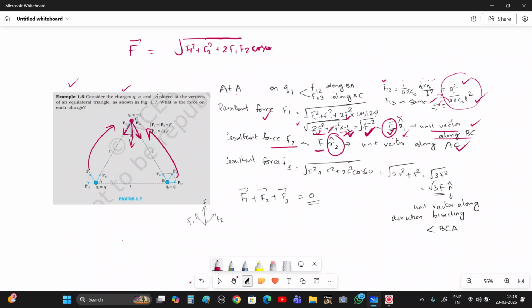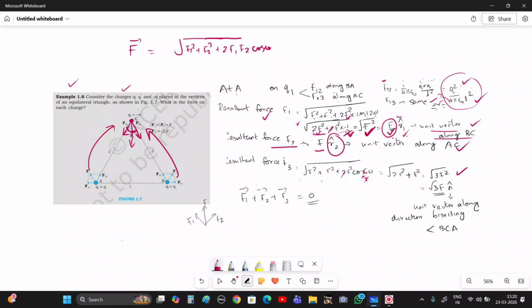We have to find the value of the resultant. For that, again we use the parallelogram law of vector addition: root of F square plus F square plus 2F square cos of the angle. And what is the angle here? The angle is the inside angle, right? It's an equilateral triangle, so the inside angle is 60. And what is cos 60? Cos 60 is 1 by 2. Substitute the value of 1 by 2, the 2 and 2 cancel, so we get root 3 F square.